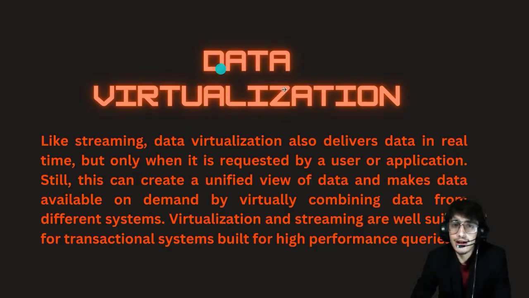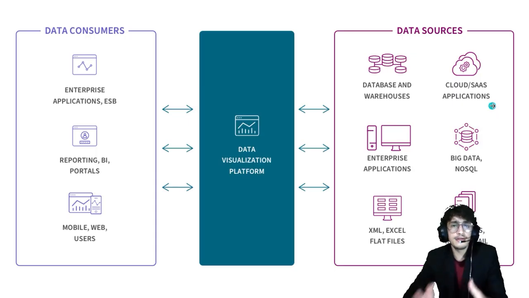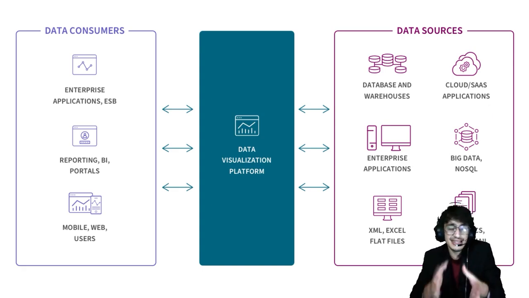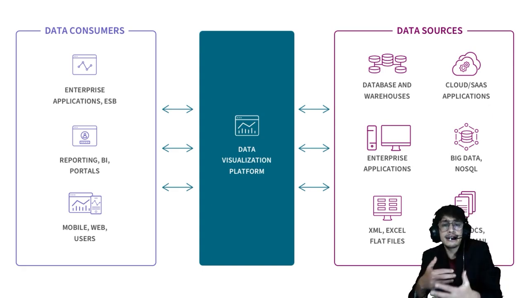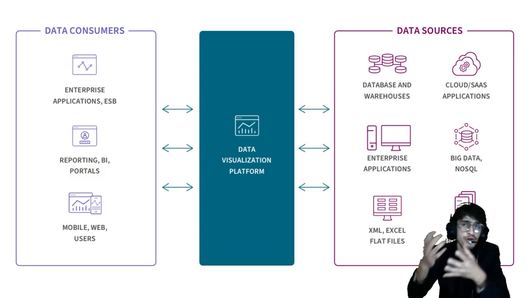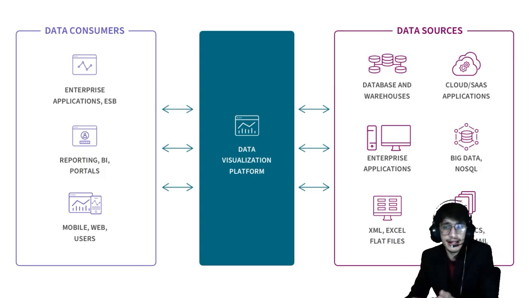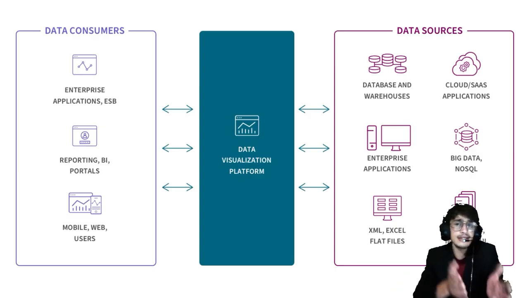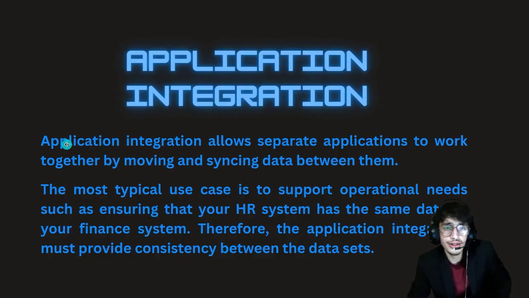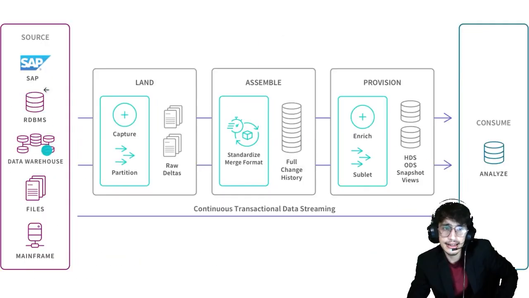Okay, now our last point is data virtualization. This is like data streaming, but in real life what this does is it acts in a way that if you ask, only then will I give the access. Okay, in data streaming, what was happening? Data was coming, landing, assembling, and provisioned, ready to go.